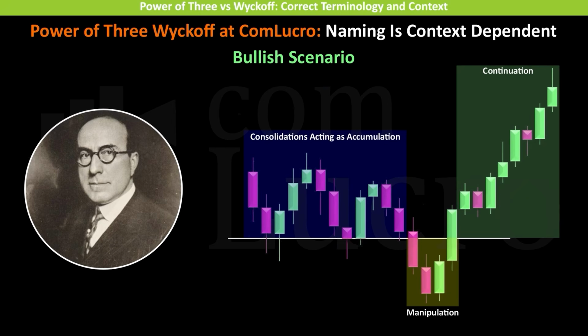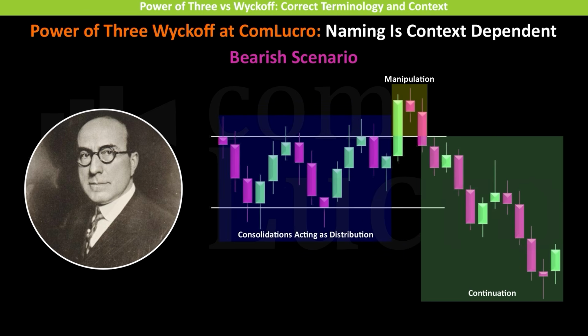In a bullish environment, consolidations tend to act as accumulation or reaccumulation before continuation higher. In a bearish environment, consolidations tend to function as distribution before continuation lower. This mindset keeps your expectations aligned with market structure, avoids rigid labeling, and allows you to apply the power of three with clarity, flexibility, and proper Wyckoff logic.